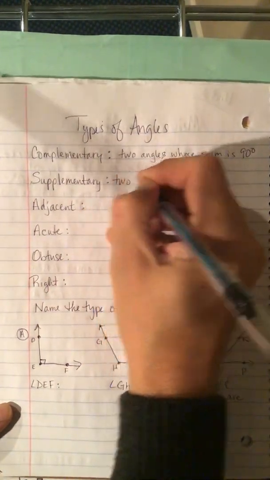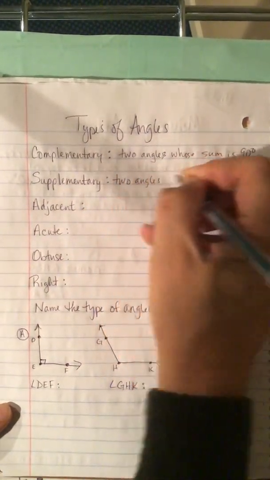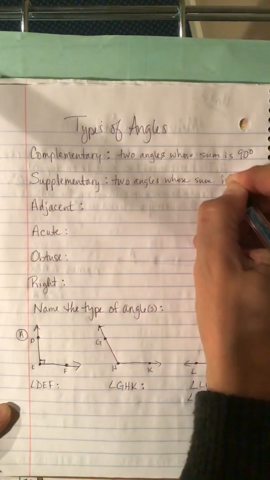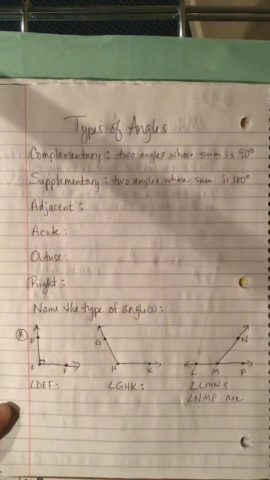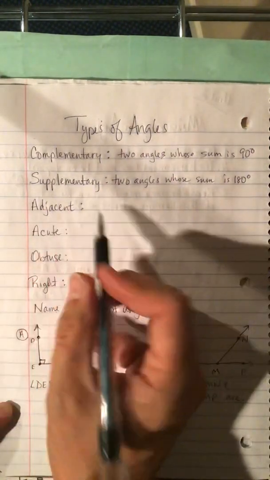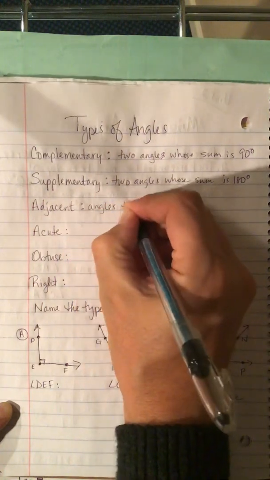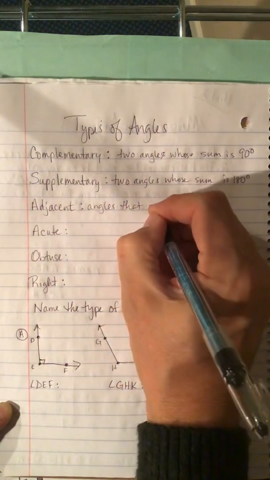Supplementary angles are two angles whose sum is 180 degrees. Okay? Adjacent angles are angles that share a common side.